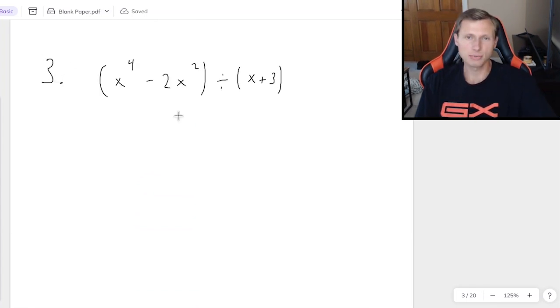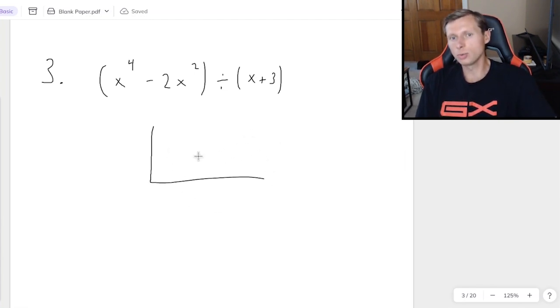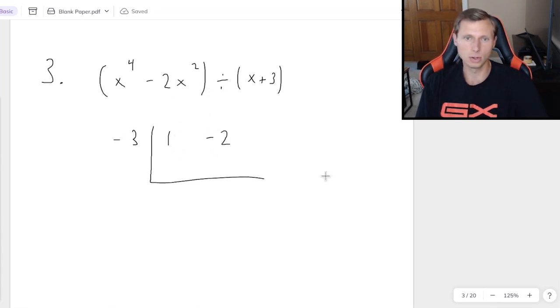I have x to the 4th minus 2x squared divided by x plus 3. So before you do this on your own, I just want to say what the wrong answer is. The wrong thing to do would say, okay, 1 in front of the x to the 4th, and then negative 2 for the x squared, and that's it, and then negative 3 on the outside.